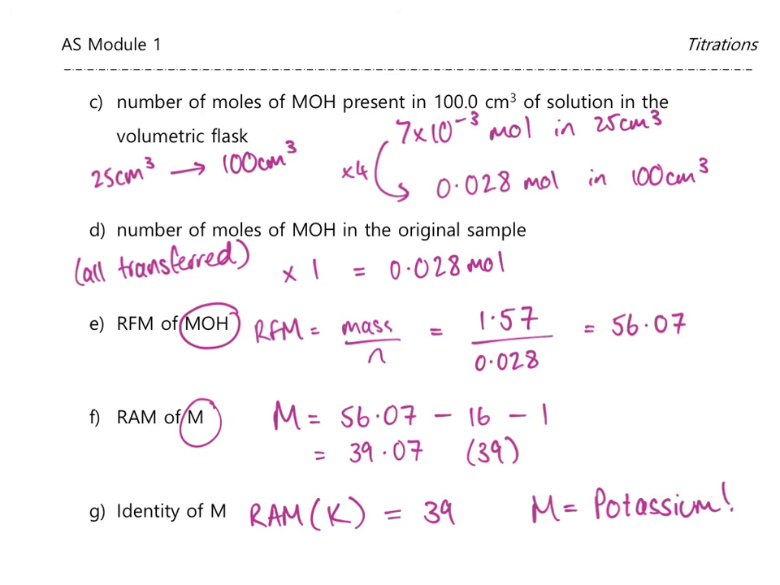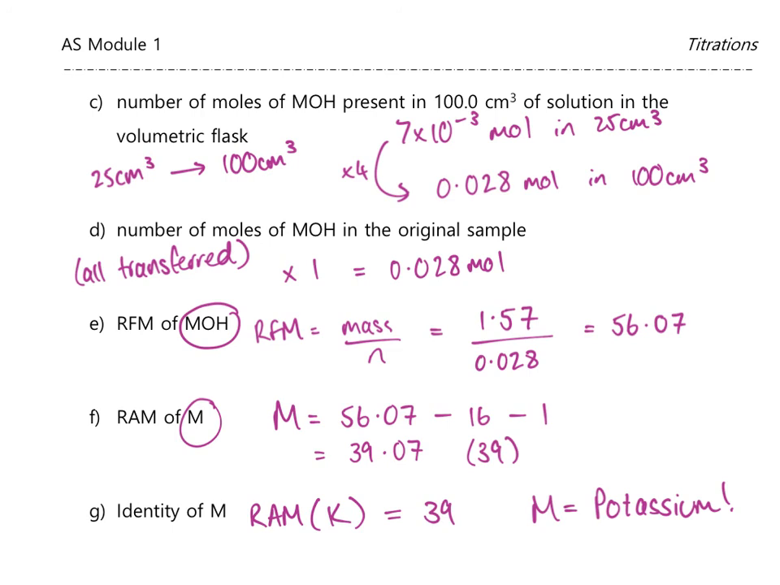So hopefully those calculations make sense. Again, they involve a bit of a dilution, making up a standard solution, and then your titration calculation, and also then applying that to working out the relative atomic mass of an unknown metal. If you're not sure, if you want to go over that again, please replay the video and see if that helps, or if there's anything you want to ask, please do get in touch.